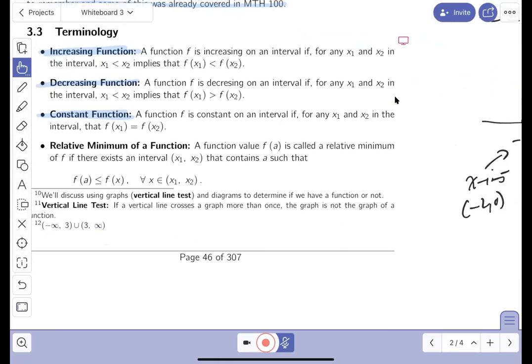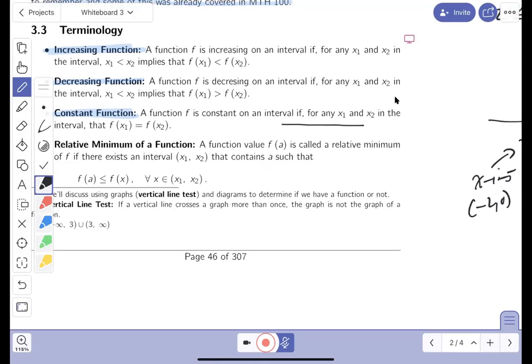And I guess we're going to talk about constants now. This doesn't happen too often, but it says a function f is constant on an interval. And I'll tell you what constant means. It's not moving up. It's not moving down. It's flatlining. What does a flatline look like to me? A horizontal line. It's not moving up. It's not moving down. All right, let's talk about relative minimum of a function.